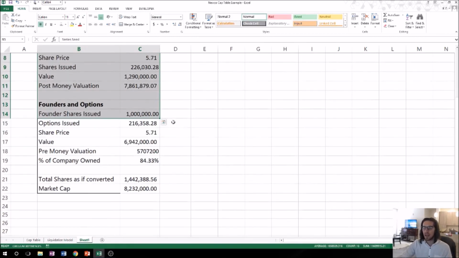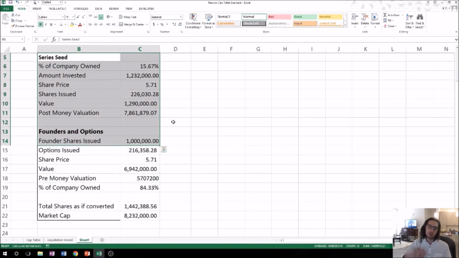So next we'll do the Series A and how that goes through and how dilution occurs with no dilution provisions whatsoever.